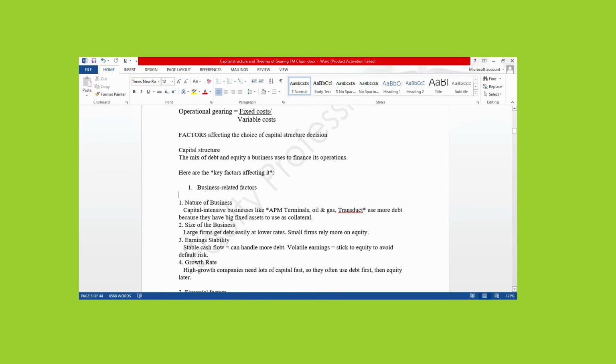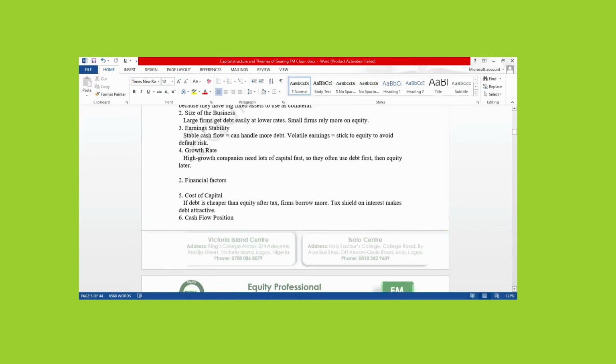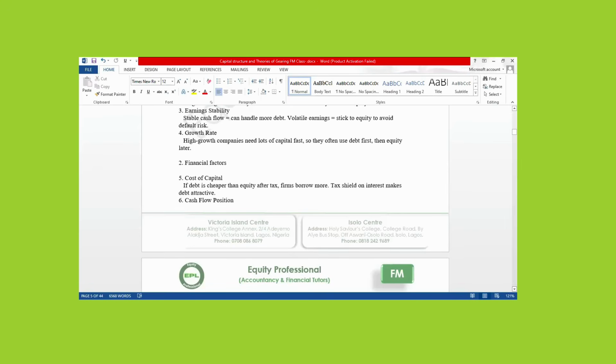Number 5 factor, cost of capital. That is cost of fund. The cost of debt capital is cheaper than the cost of equity capital because of tax advantage. Debt capital will give rise to tax relief. The tax relief can be used to reduce the cost of capital. So it's cheaper to finance your business with debt capital.